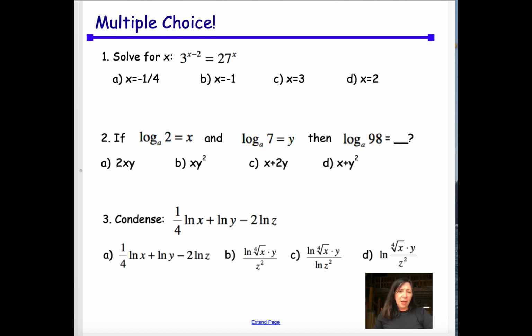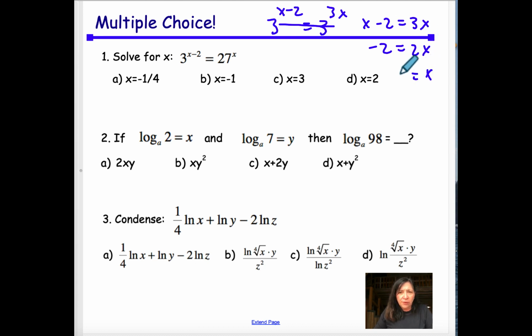For this little review part, this is just saying solve for x, choose the right answer, okay? So this one, I'm going to get common bases, so that's going to be 3 to the x minus 2 is equal to 3 cubed to the x power. Bases are the same. I can say x minus 2 equals 3x. I'm going to subtract x. I get negative 2 equals 2x. So x equals negative 1.